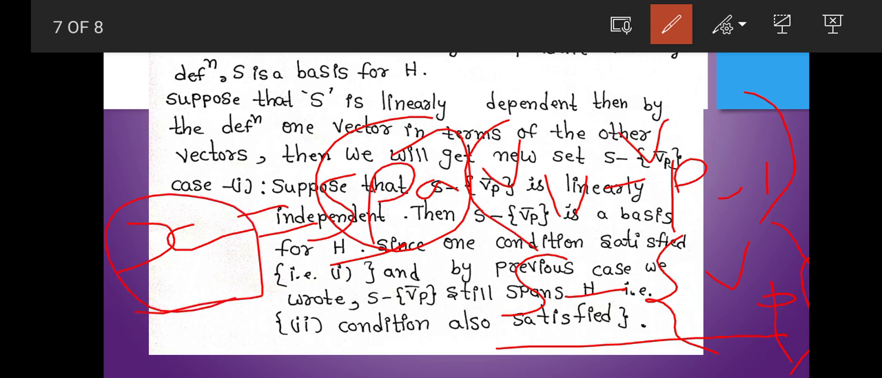We are getting the complete vector space. Also this set is now linearly independent. After removing Vp we get a linearly independent set. Okay, it satisfied two conditions. It is linearly independent, and using S except Vp as a spanning set, we are getting the vector space X. So we say S except Vp is a basis for H, which means X is equal to H only. The set S except Vp is a basis for X.